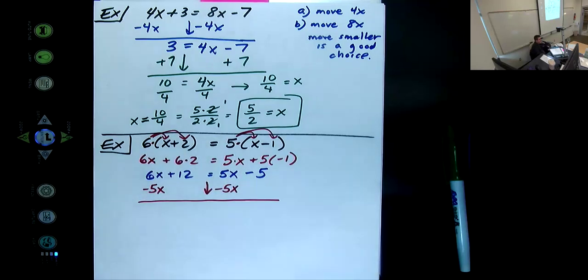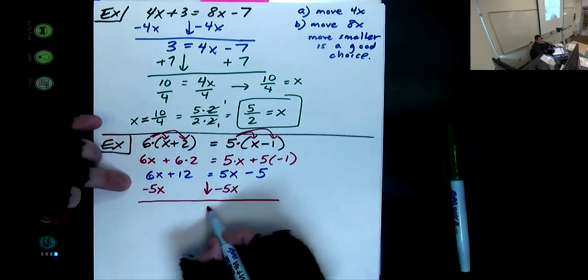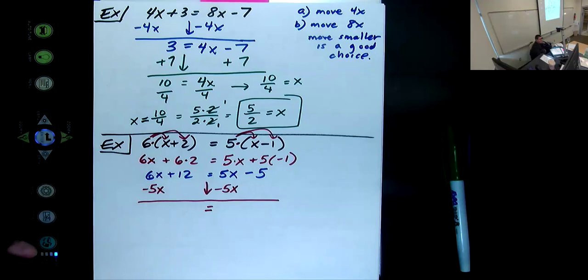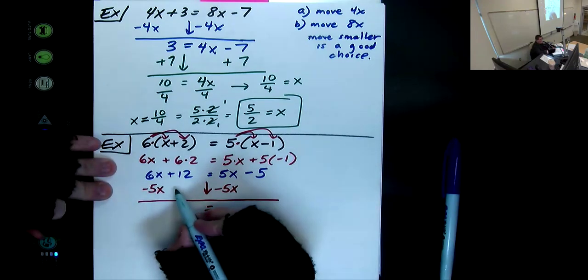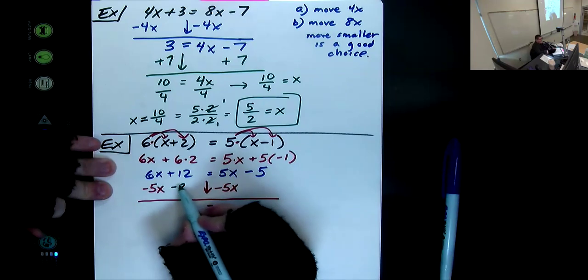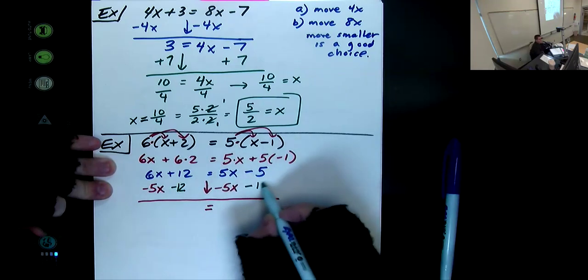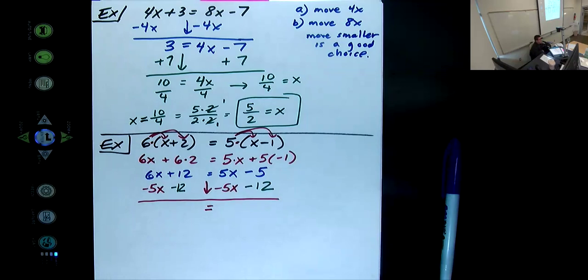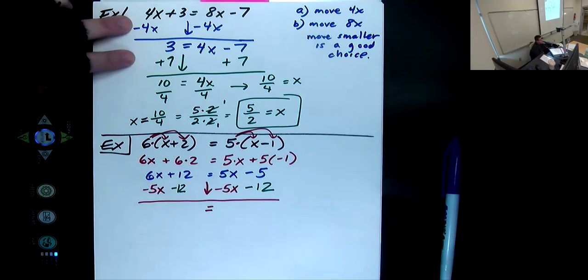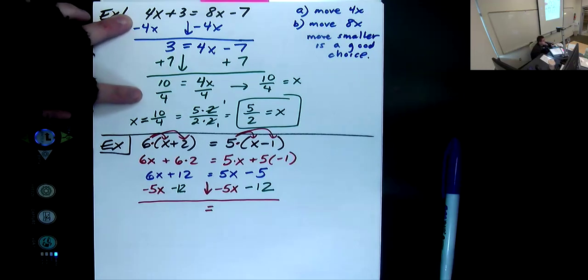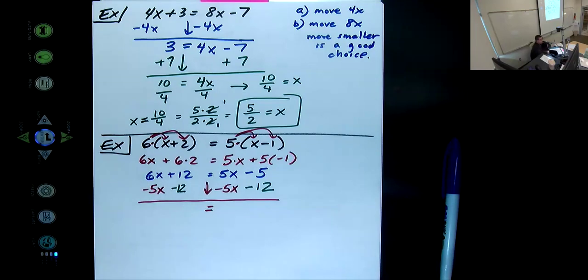If you want to do the 12 at the same time, you can. We're moving all the x's to the left, which means I want to move all of the numbers called constants, or constant numbers, to the right. I'll do that by subtracting 12. You don't have to do them in the same step, but up here we had to do this twice and it takes longer to get to one line. So it'll save you some page work.